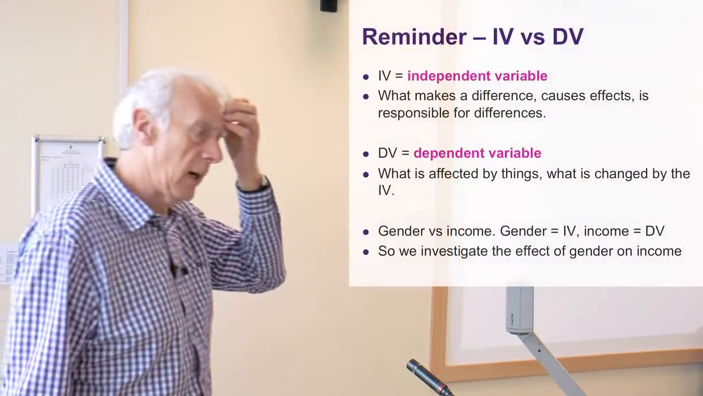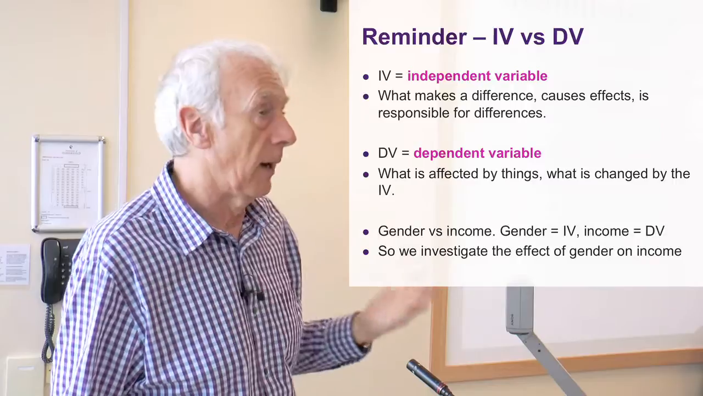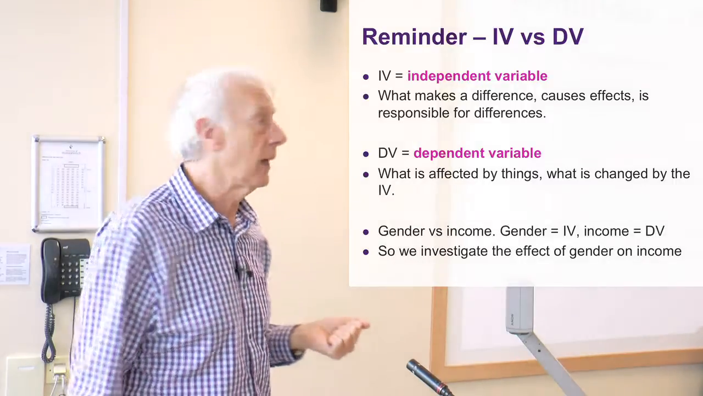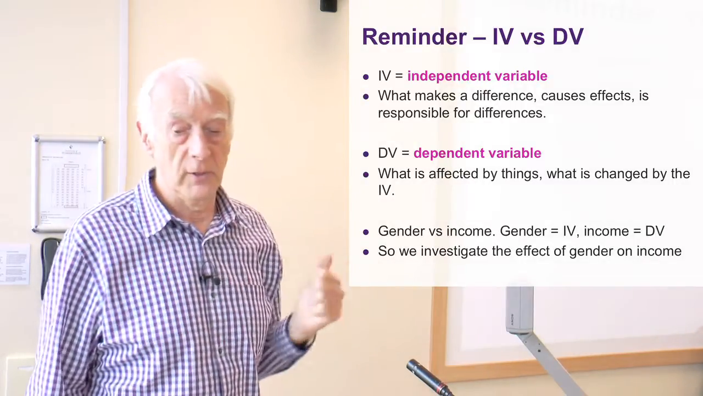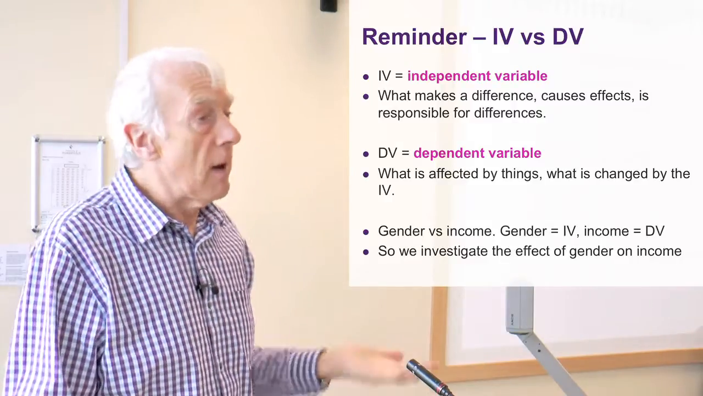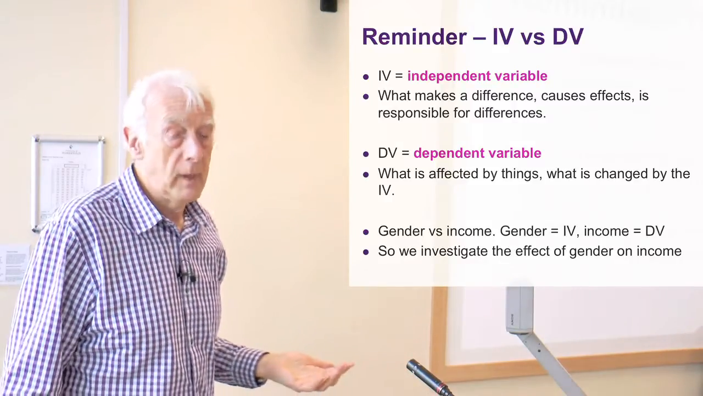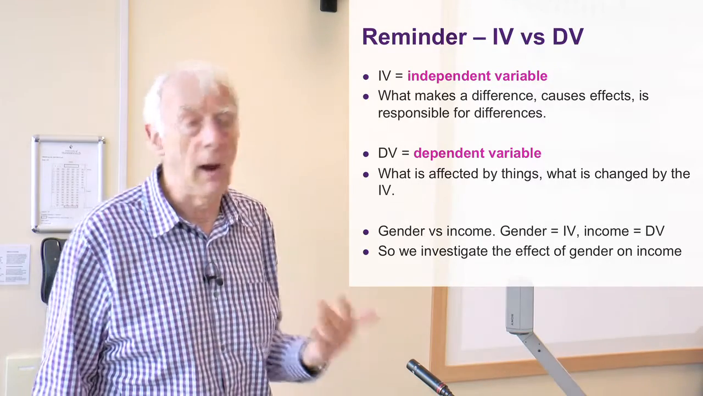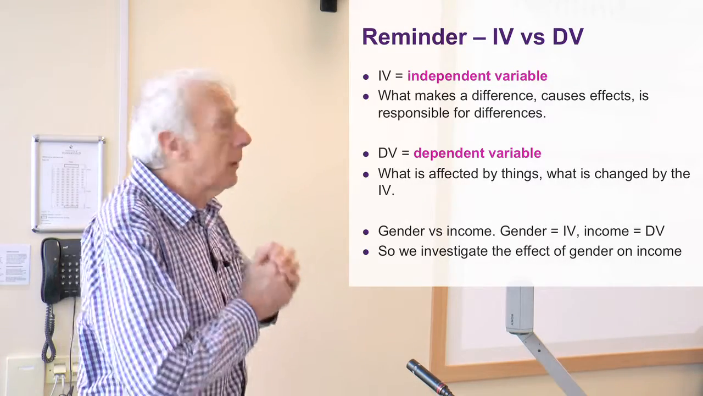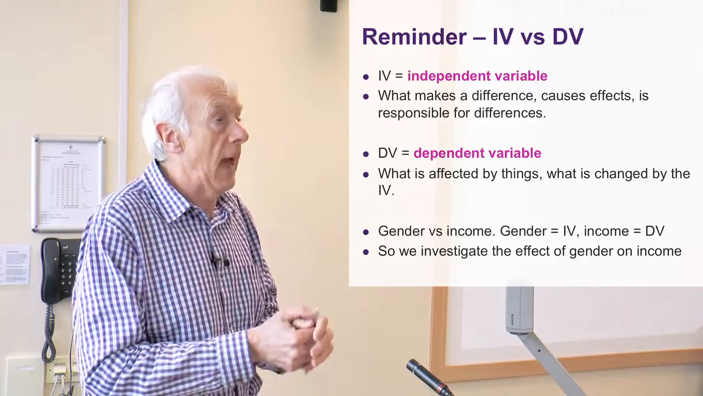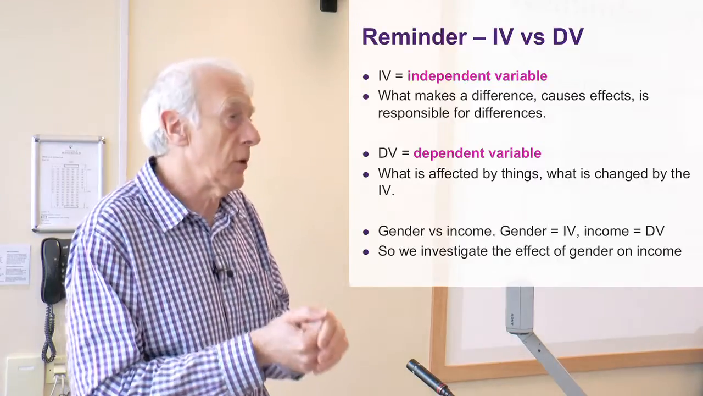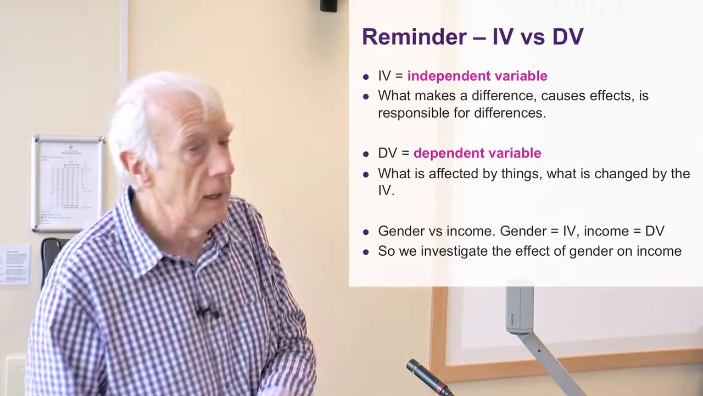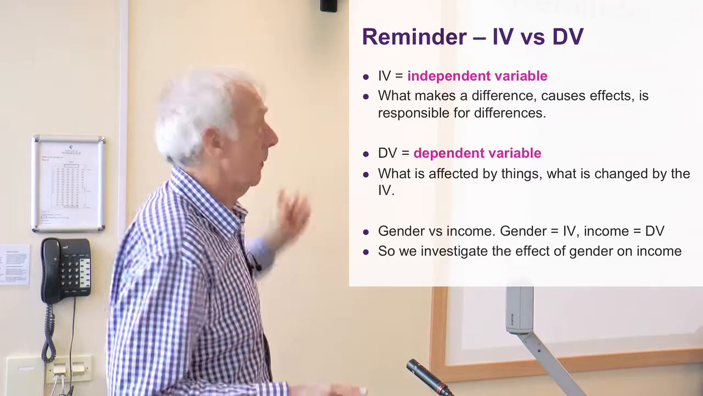Okay, just a reminder, because we need to have this in mind, about what the difference between the IV and the DV is. I said this in an earlier session, but this is just to remind you. The IV, the independent variable, is what makes a difference, what has some kind of effect, or some kind of causal effect on the outcomes, and is responsible for the differences in the other variable, which is the dependent variable.